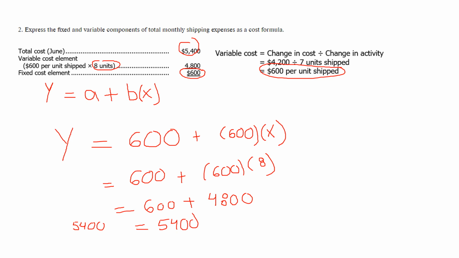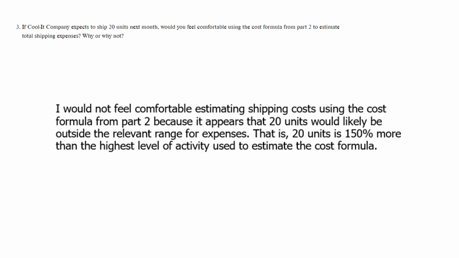So this is how you can put it into a formula. If we want to find out for any different number of units, we would just change what our X was to figure it out, and this is the formula we would use. So our last requirement for this question is, if Coolit Company expects to ship 20 units next month, would you feel comfortable using the cost formula from part 2 to estimate the total shipping expense?